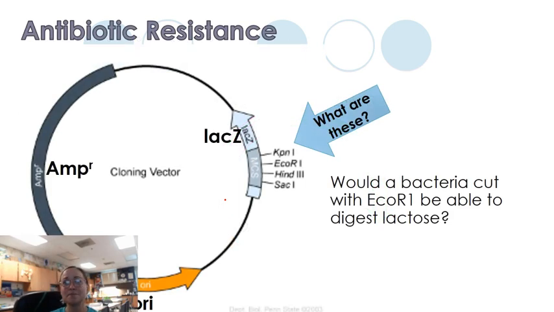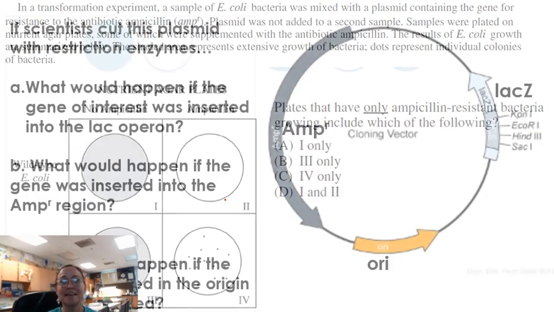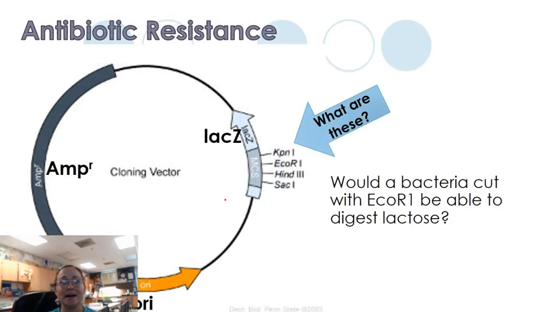Sometimes you can have restriction sites that are located within important genes, and that's how you can also identify whether your gene of interest was inserted or not. Okay, so that is plasmid-based transformation.